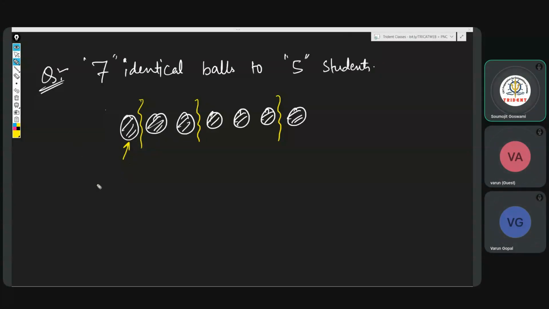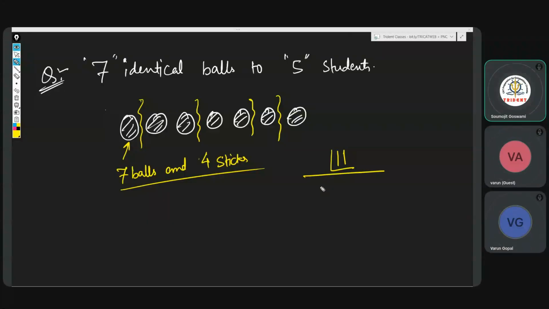This method is also called the method of balls and sticks. It is a little silly, so you can call it stars and sticks, right? So 7 balls and 4 sticks, because we need 5 students. So that is 11 factorial by 7 factorial into 4 factorial, 7 of one type and 4 of the other type. Now, this basically tells you that you have understood the theory, but not entirely.